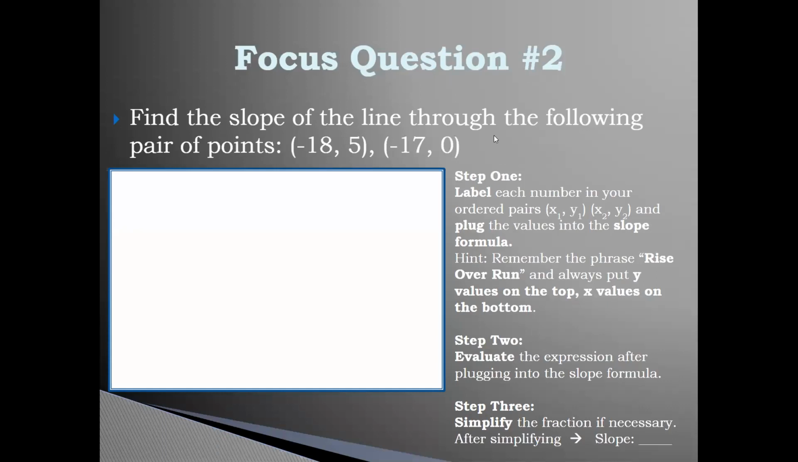Slope through these 2 points. 5 minus 0, negative 18 minus 17, minus. That's going to be keep, change. That time I used the first point as the second one in the formula. Again, it doesn't matter. 5 minus 0 is 5. That's my change in y. Negative 18 minus negative 17. That makes the 17 positive. So I'm going to get 5 over negative 1.